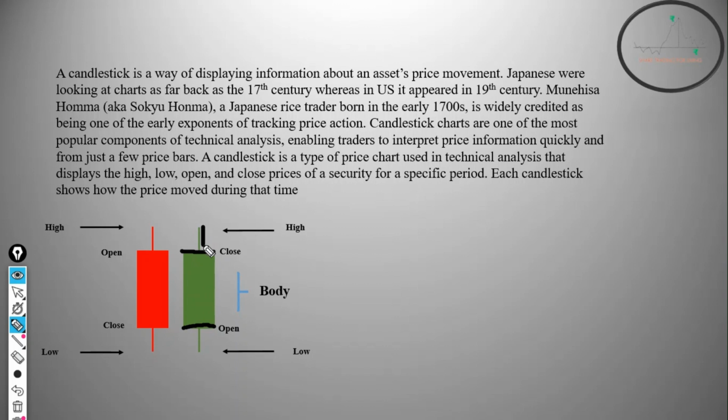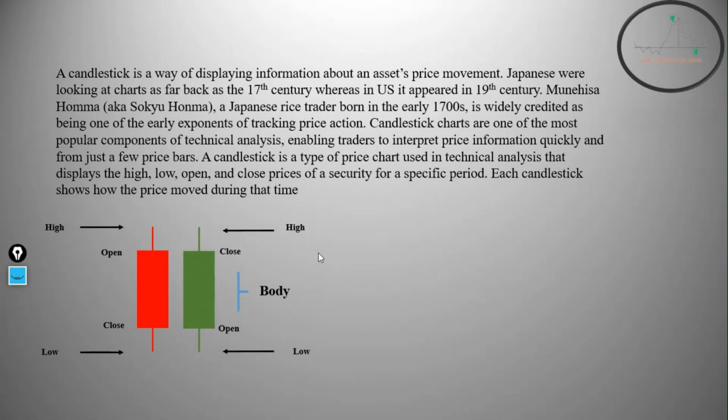These are shadows or wicks. So what do the wicks or shadows represent? This represents that the price has gone below the opening price or higher than the closing price, but they closed at this level, and this entire area is called the body.